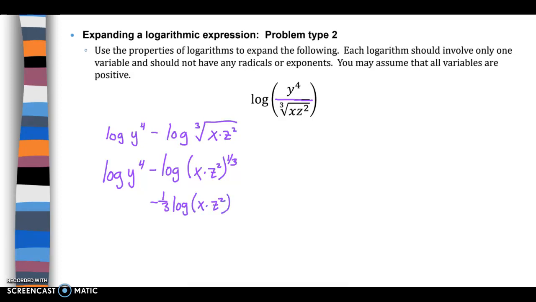And I can do the power rule with this 4 as well. So 4 times log of y minus 1/3 times the log of x times z squared. Now this 1/3 is being multiplied by this entire log, right? But this log has a product in it. So I can expand that log in order to separate the x and the z to be log of x plus log of z squared.